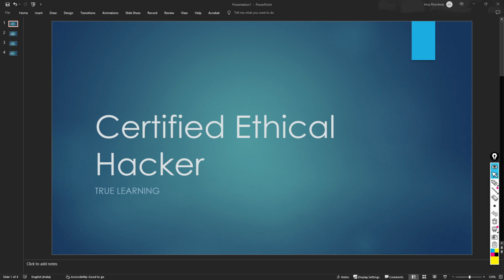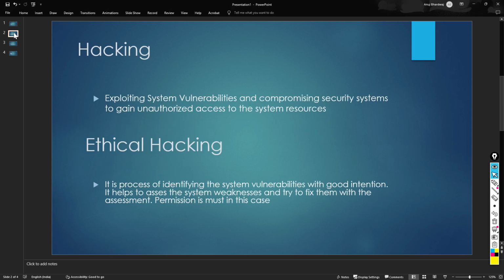Today's session is about what hacking is, how it differs from ethical hacking, and what the different types of hackers are. This is an introductory session, you could say. So, coming back: what is hacking?